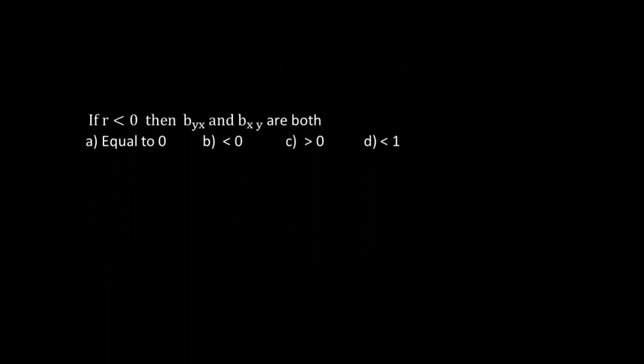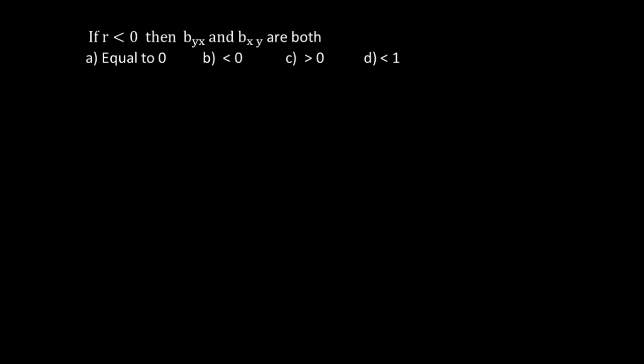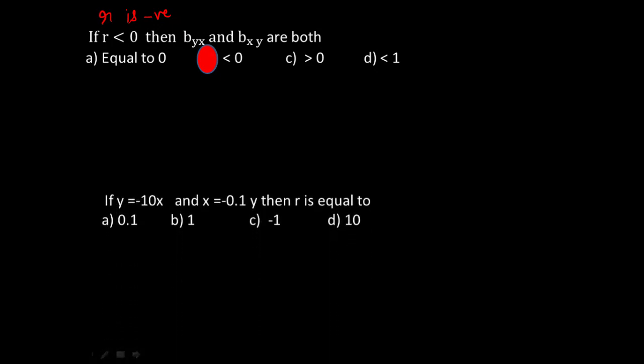What is given in the next question? If r is less than 0, then r is negative. In this case bxy and byx also have to be negative. So the correct option must be option B. In this way, this property is very important: the sign of r, bxy and byx must all be the same. Okay, now let's have the next question, a very important question.